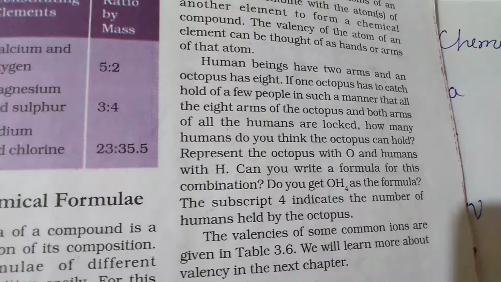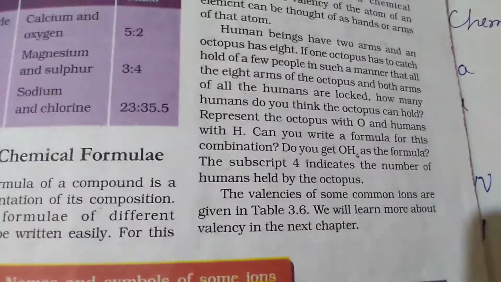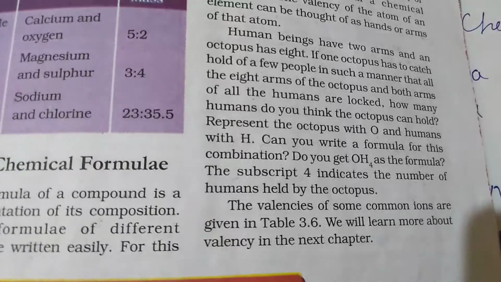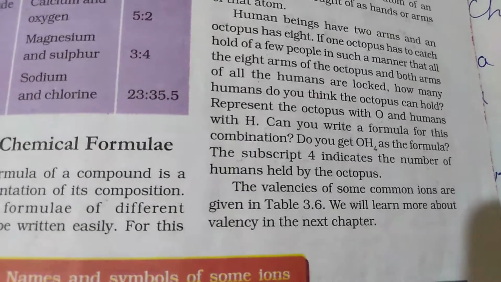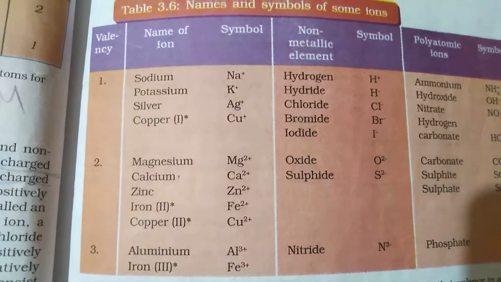O is the octopus and H is the human being, and how many people are held? The 4 people. Like this, they are given in a table. You can check this table once. Valency, number of ions, symbols.